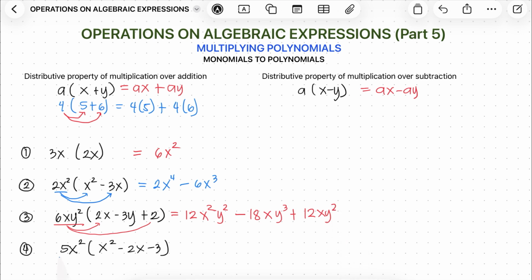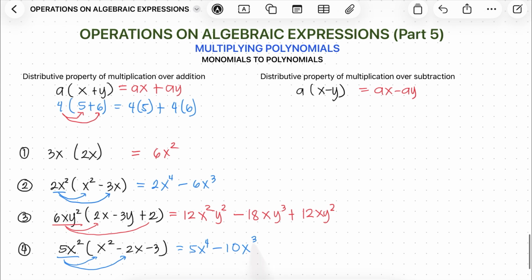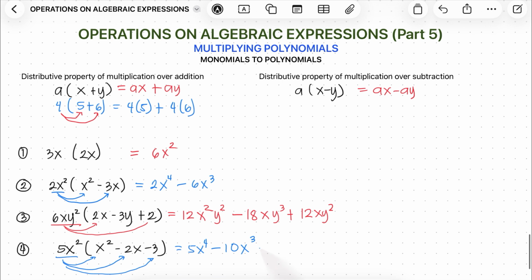Okay, last example, we have 5x squared times the quantity x squared minus 2x minus 3. Let's again go with the first term first. So that's 5x squared times x squared. That will give us 5x raised to 4. And then we have 5x squared times negative 2x. That will be negative 10, and x squared times x is x cubed. And lastly, 5 times negative 3, that's negative 15. And then there is x here, but there's no x in the other factor, so I will just copy the variable right there.